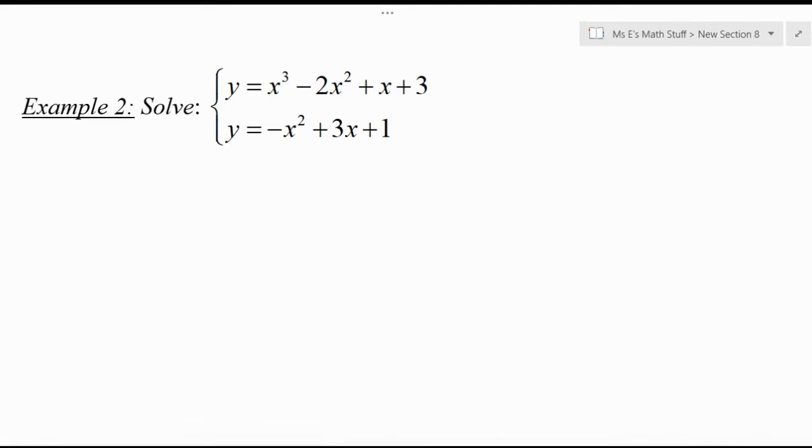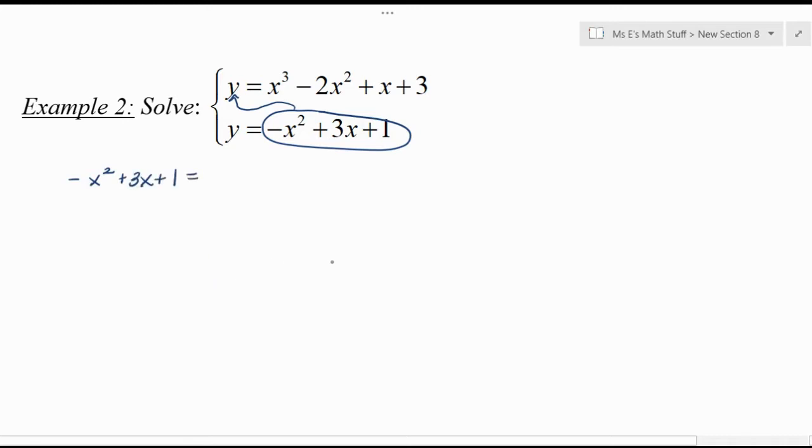All right, my friends, it didn't say I had to solve it by graphing, which I'm grateful for. So I'm just going to go ahead and get started on solving this one by substitution. Taking that expression that's equivalent to y in row 2 and replacing y in row 1 with it would yield the opposite of x squared plus 3x plus 1 would equal x cubed minus 2x squared plus x plus 3. And boy, oh boy, do we have more than one x term.